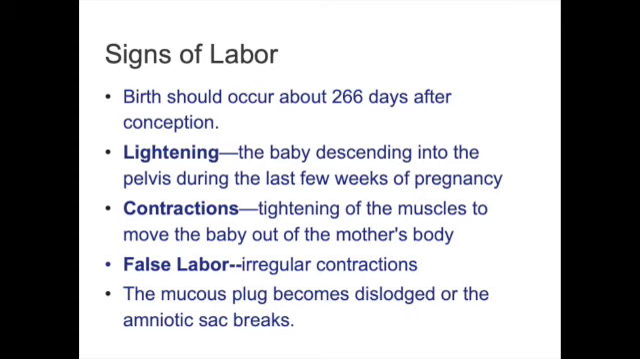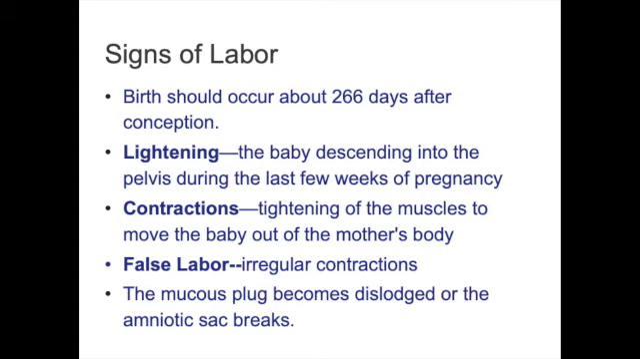Because the mother's body is preparing for labor during lightening, she may have a few irregular contractions. A contraction, a vocab word, is the tightening or shortening of a muscle. Irregular contractions are known as false labor. These contractions are real, but true labor has not begun. Parents-to-be may go to the hospital only to find the contractions are false labor.